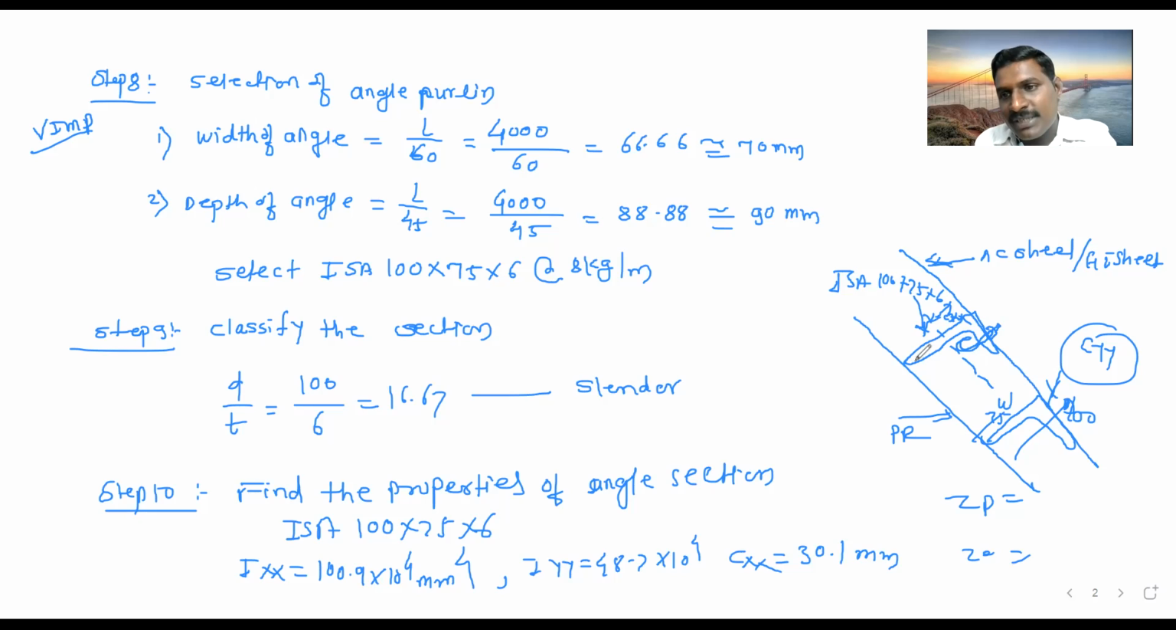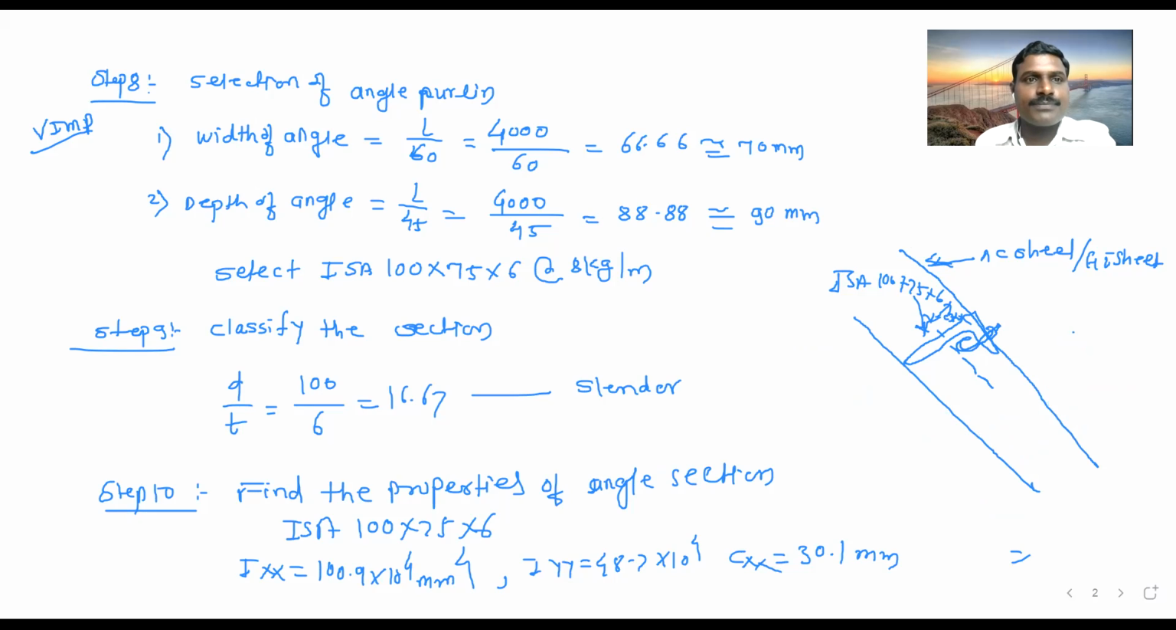Because the depth is kept vertical, we used CXX. If we make this vertical depth horizontal, then what will you have to use? You have to use the value of CYY while calculating ZP and ZE. Got it? Yes, sir. This is very important here.